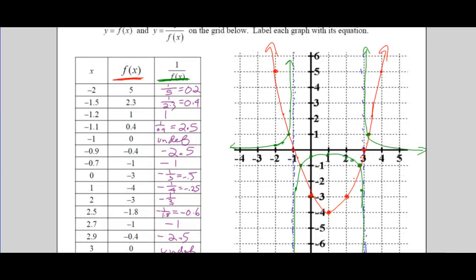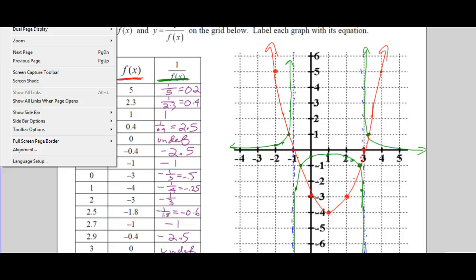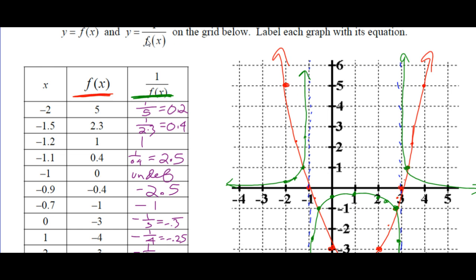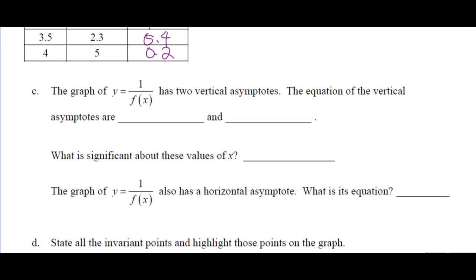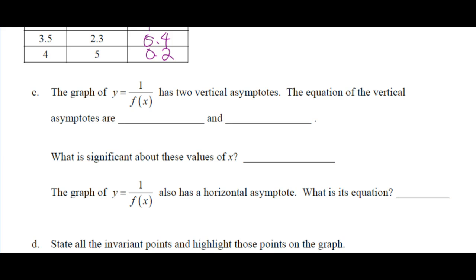Before I get way off topic, which I am wont to do, let's move on. So the graph of y equals f of x has two vertical asymptotes. The equations of the vertical asymptotes are? No, they're equations. X equals, and what is significant about these values of x?